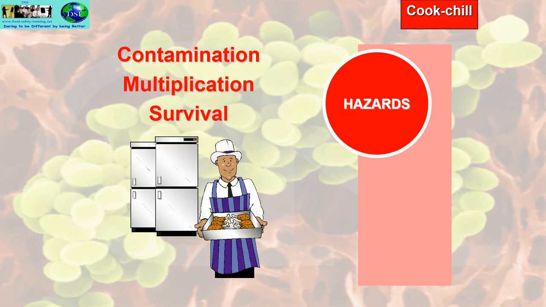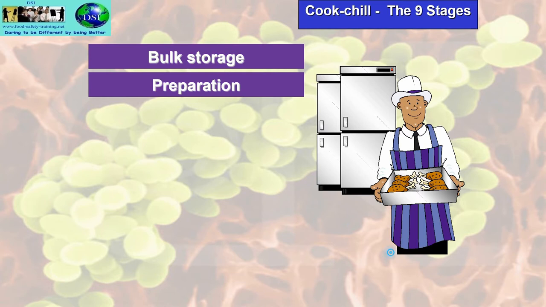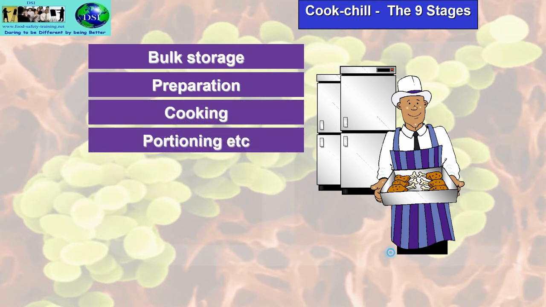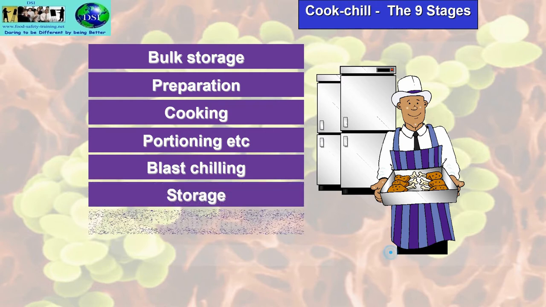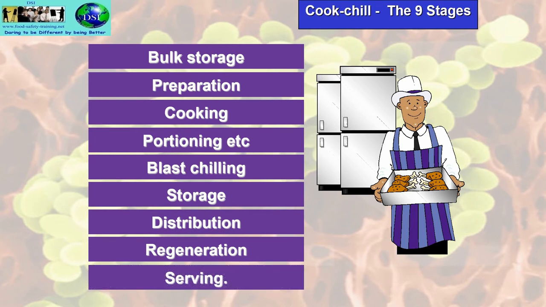Cook chill, this is where food is cooked specifically to use as a cold product. So it's cooked, it's chilled, refrigerated, then kept cold. And hazards here include contamination, multiplication, and survival. Nine stages of cook chill. We have bulk storage, preparation, cooking, portioning, blast chilling, storage, distribution, regeneration, and serving. And at each of those stages, there must be full protection of the food from outside contamination. And storage areas, depending on the food, either refrigerated, ambient, or frozen.